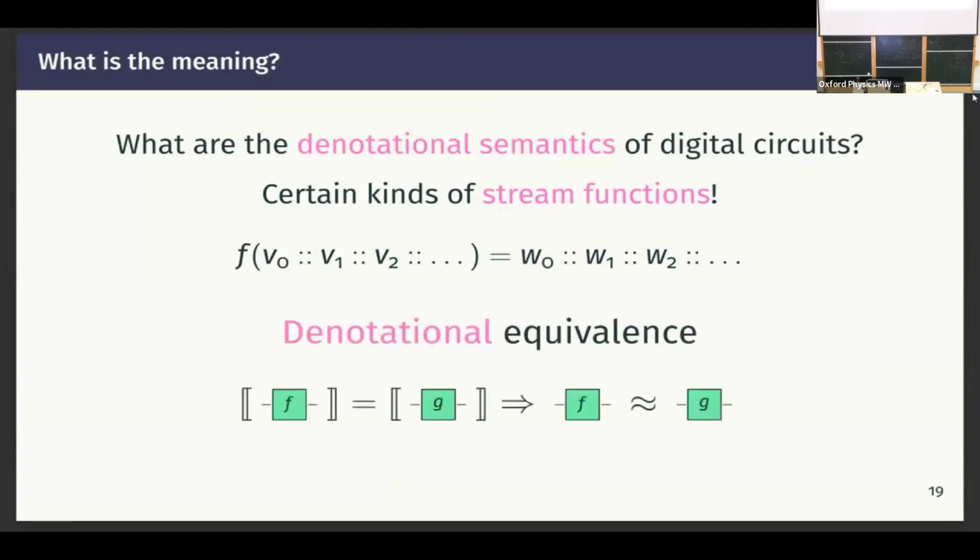And so we have this notion of denotational equivalence: when two circuits have the same semantic stream functions, then we can draw this little funky wiggly equals. But I'm not going to talk much about that because last time I took too long and didn't finish the talk. But there are some stream functions in the background.